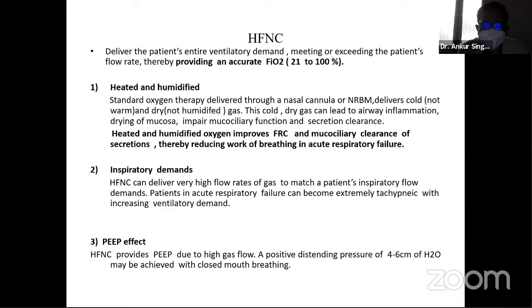Heated, humidified, and high flow, because the flow is high, more than 15-16 liters of flow. So this is a high flow device. This is a high flow nasal cannula, and we are delivering with the help of a nasal cannula. So heated, humidified, and most important, the inspiratory demands of the patient are fulfilled by this high flow nasal cannula. So this also creates a PEEP effect like the CPAP, and it can also deliver FiO2 from 21%, room air, to 100%. So again, this device can also give 100% FiO2.